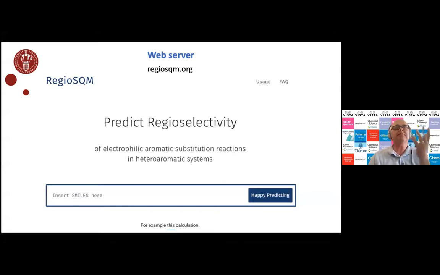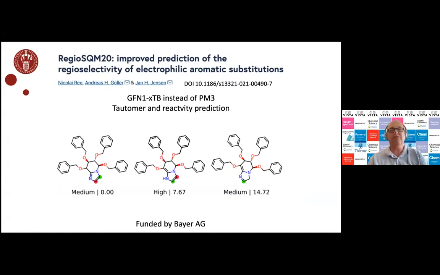But in general, one bottleneck for the use of this was the fact that it relied on PM3, which is free to academics, but costs money in industry. So when I started a collaboration with Andreas Göller at Bayer, the first step in advancing this was to switch to something completely open source. We now use another flavor of semi-empirical theory that's completely open source and available to everyone, and it doesn't affect the accuracy at all.